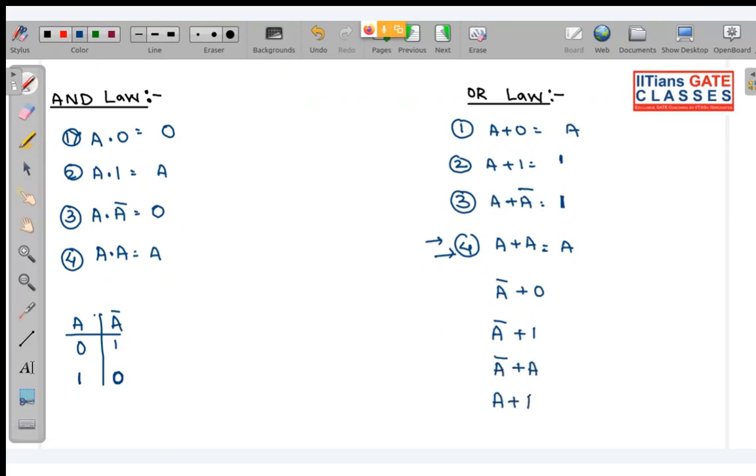Or over you can write a complement plus a complement. So you can have 4 more cases over here with the complements also. So this will be what? A complement. This will be, sorry, 1, this will be 1, this will be a complement. So these are, I am not writing any more of these. Okay.